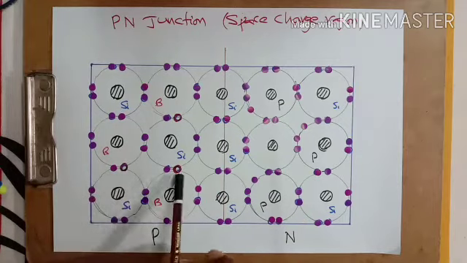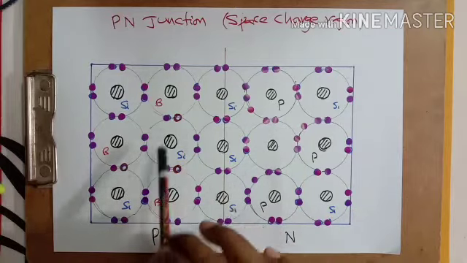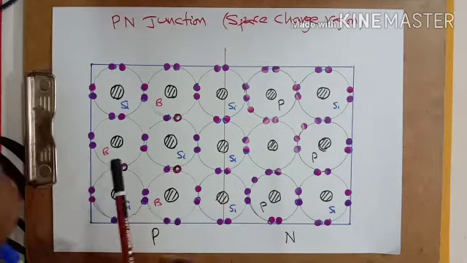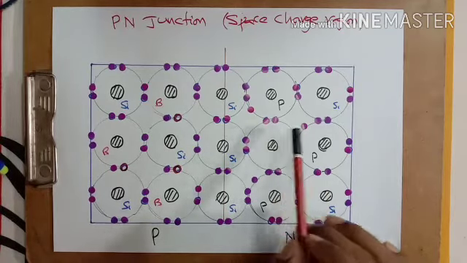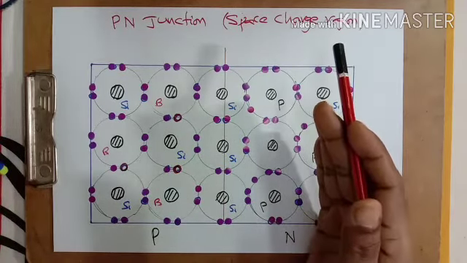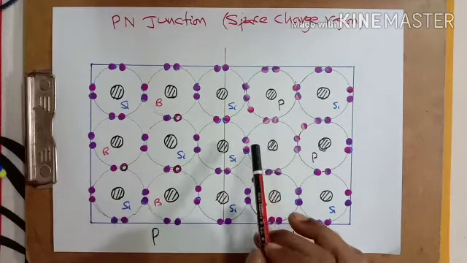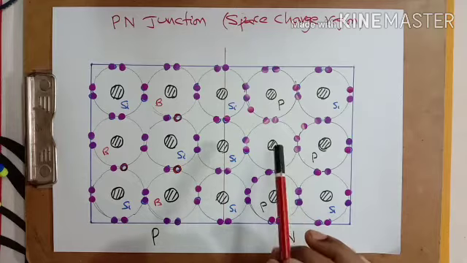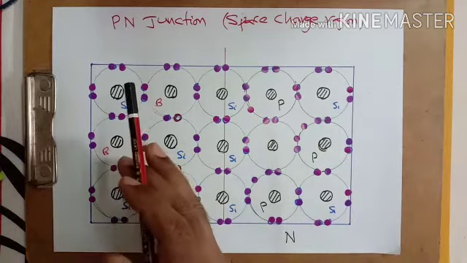Similarly, here there is a vacancy. There are extra electrons on this side and vacancies on that side. So what will happen when they come close to each other? There are more electrons on the right side in the N-type and fewer electrons on the P side. So there is a tendency of the electrons to flow from the right side to the left side.